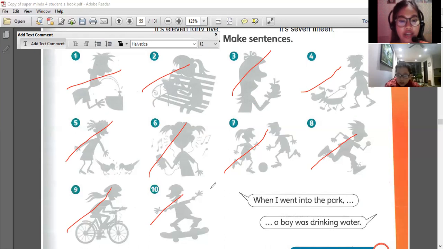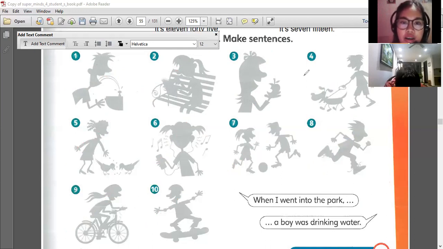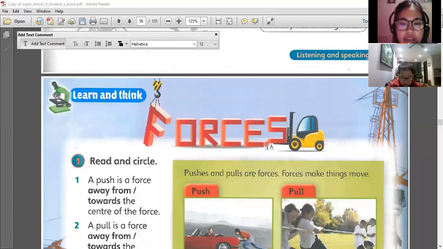But you need to take note that everything in this situation is in the past. So you need to use the past form of the verb. Okay? All right, so that is how verbs work in the past form. All right. Anyways, let's go to forces.